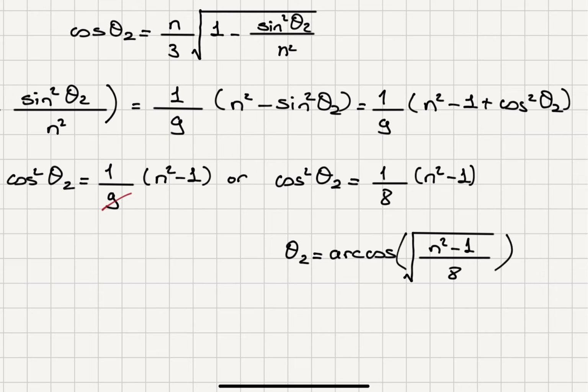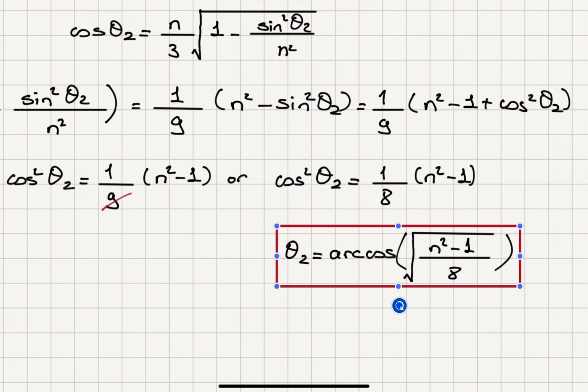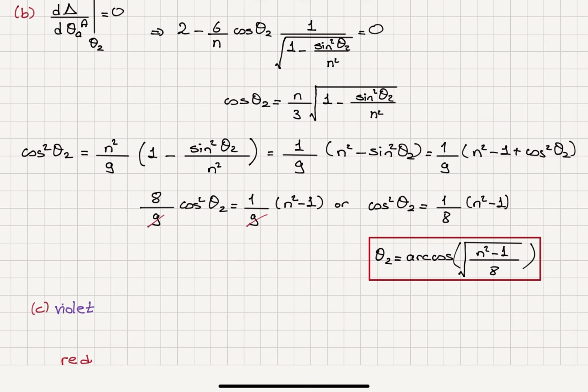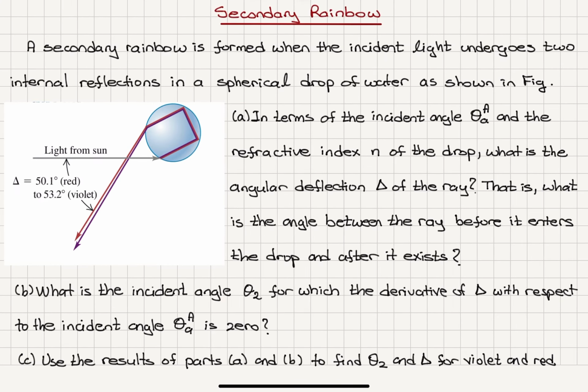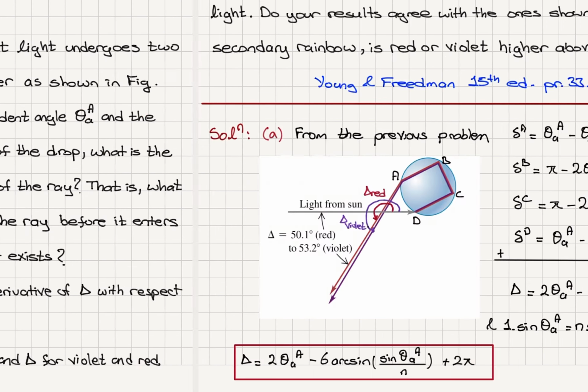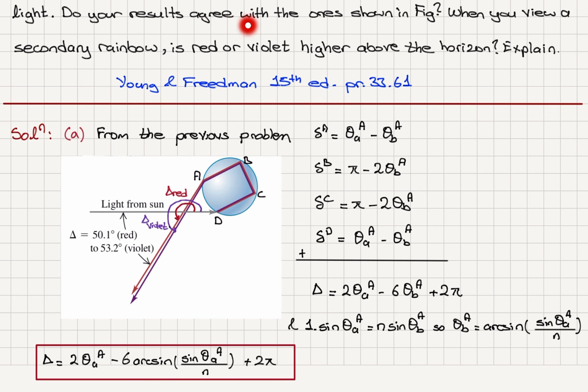So this is our final answer for this critical angle theta 2 that we were supposed to find in part B. The incident angle for which the derivative with respect to the incident angle theta A is 0. Now part C, use the results of parts A and B to find theta 2 and delta, the deflection for violet and red light. Do your results agree with the ones shown in the figure? When you view a secondary rainbow, is red or violet higher above the horizon?